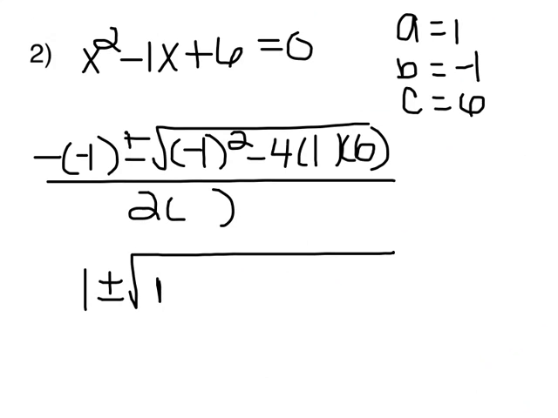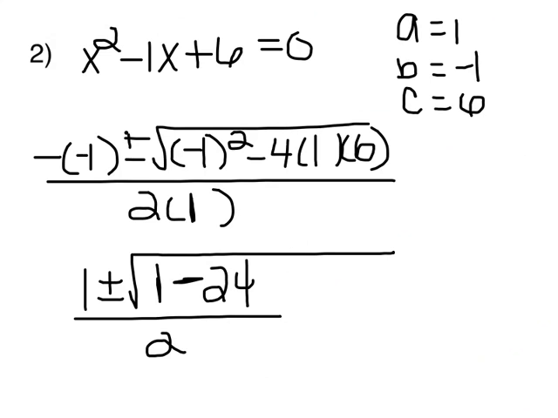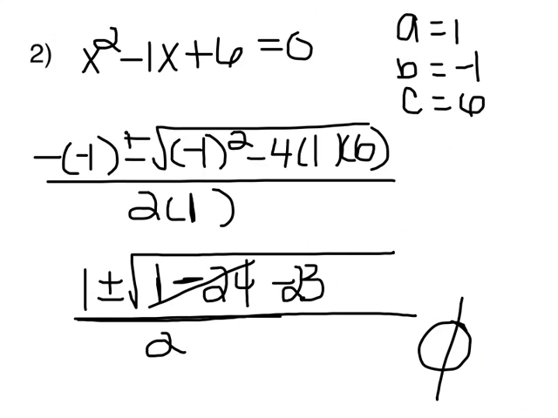A negative 1 squared is 1. Now remember to be careful with this part right here. We have a negative 4 times a positive 1 times a positive 6. So a negative times a positive is a negative. 4 times 1, 4, times 6 is 24. All over 2 times a, which is 1. So 2 times 1 is 2. When we do 1 minus 24, we get a negative 23. We can't take the square root of a negative number, so our answer for this question is no solution.